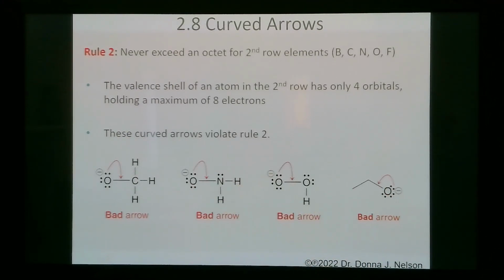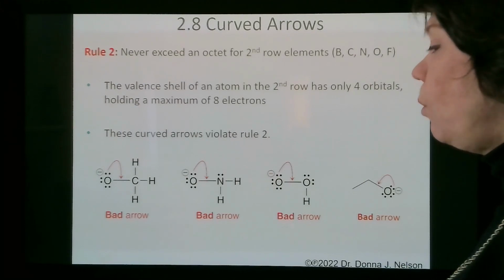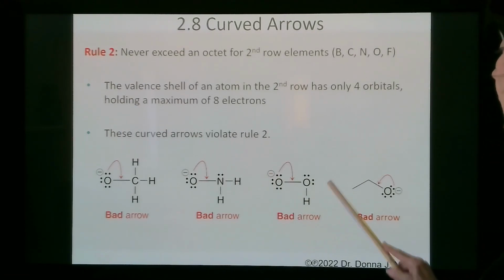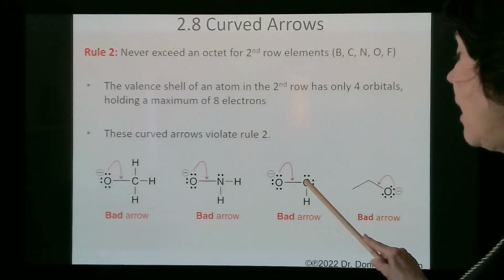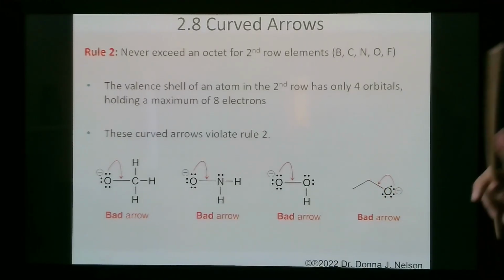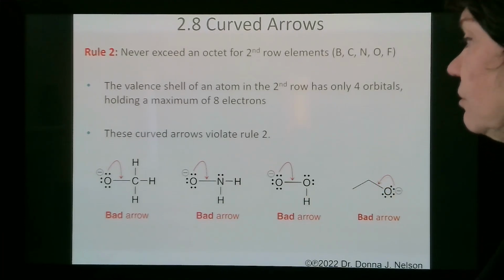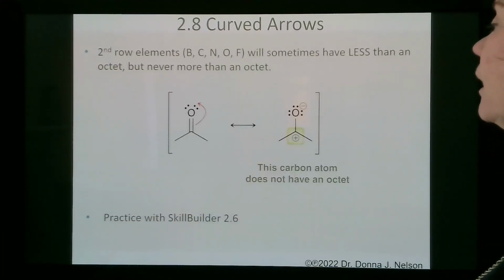These are all examples of things that don't happen. You can look at these other two and see why they would not happen. Either you're going to have oxygen surrounded by 10 electrons, and here you would have carbon surrounded by 10 electrons. So it just doesn't happen. You might want to look carefully at those.